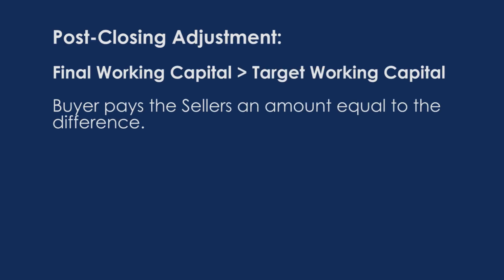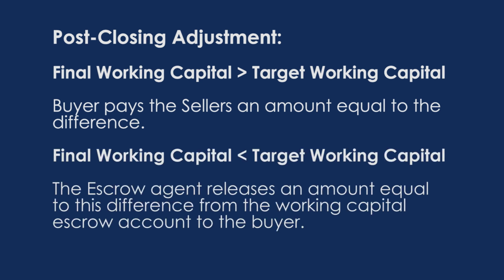Now, just to make sure this sticks, let's revisit what just happened with the post-closing adjustment. Both parties have agreed that the calculation is accurate, so the adjustment is made as follows. If the final working capital is greater than the target working capital, which is known as the excess amount, then the buyer pays the sellers an amount equal to the difference. On the other hand, if the final working capital is less than the target working capital, the shortfall amount, then the escrow agent releases an amount equal to this difference from the working capital escrow account to the buyer.